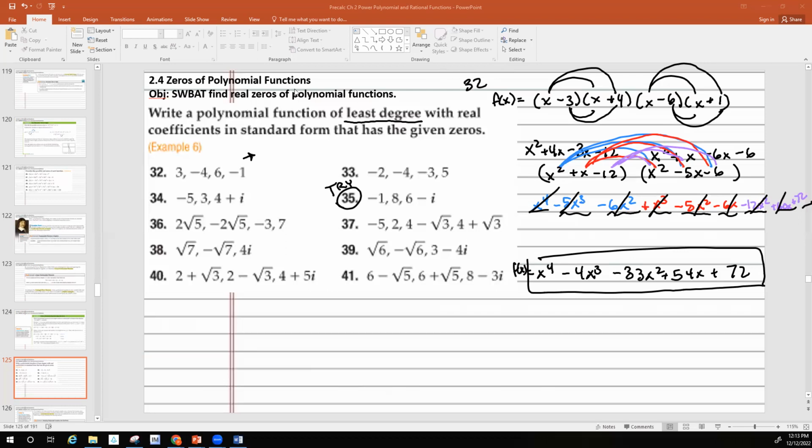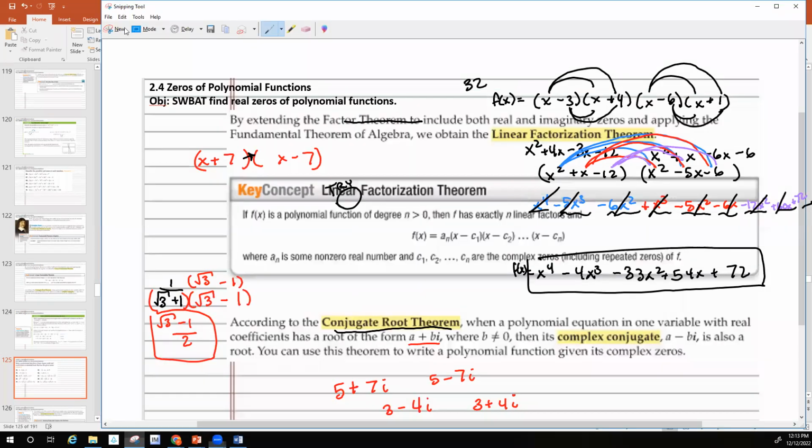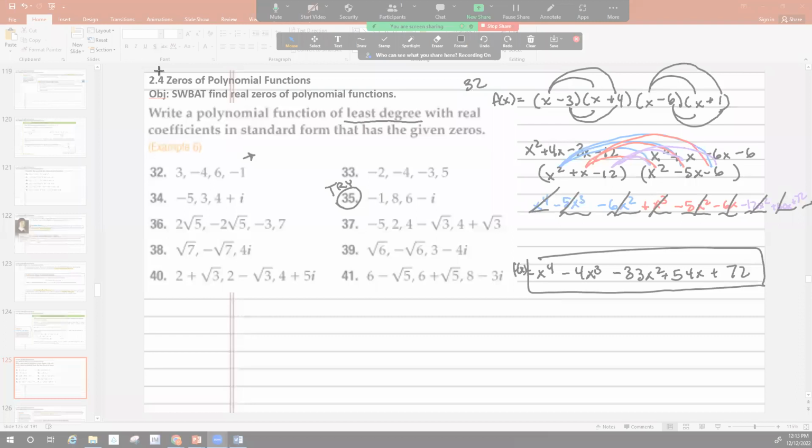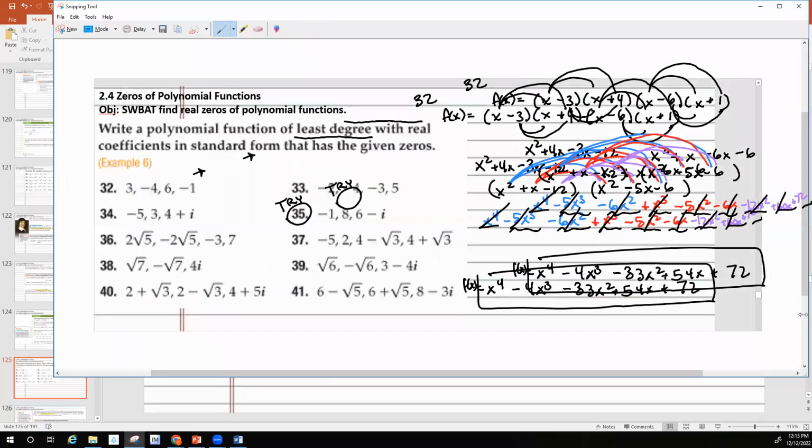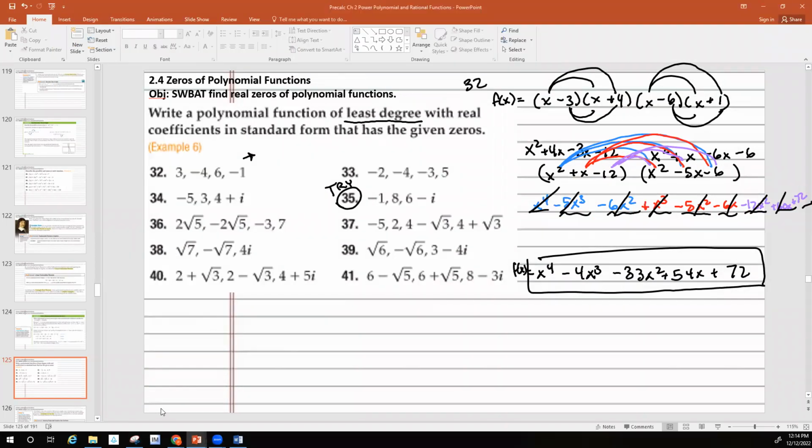All right, so that's 32, but let me show you one with a complex number. That's the one that has the conjugates. I've got 7 minutes. Can I do it? I don't know. Let's see. We'll try.